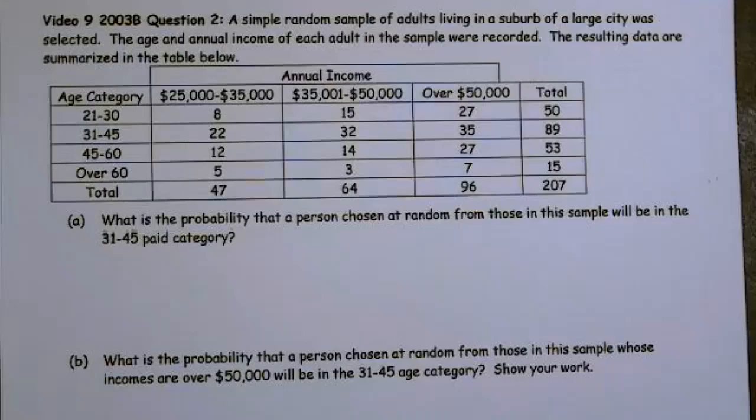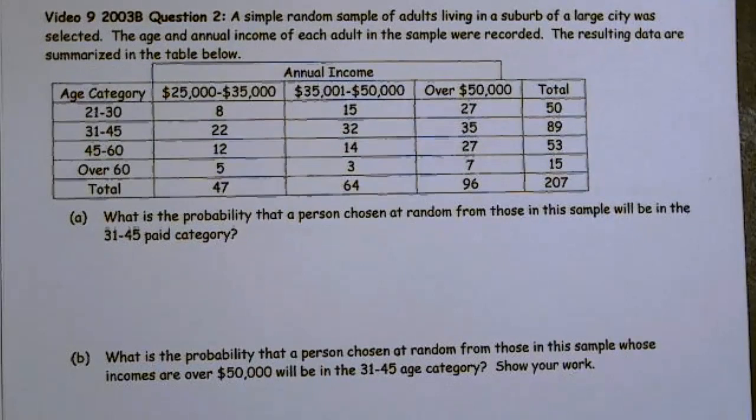All right, this is a 2003 Form B, question number 2, and this is on contingency tables, obviously, and we'll also talk a little bit about independence. So a simple random sample of adults living in a suburb of a large city was selected. The age and annual income of each adult in the sample were recorded. The resulting data are summarized in the table below.